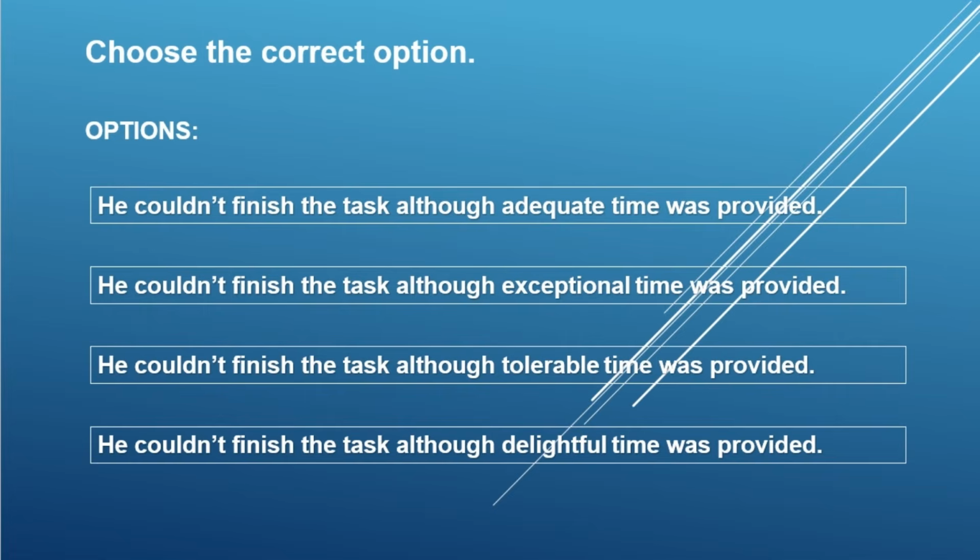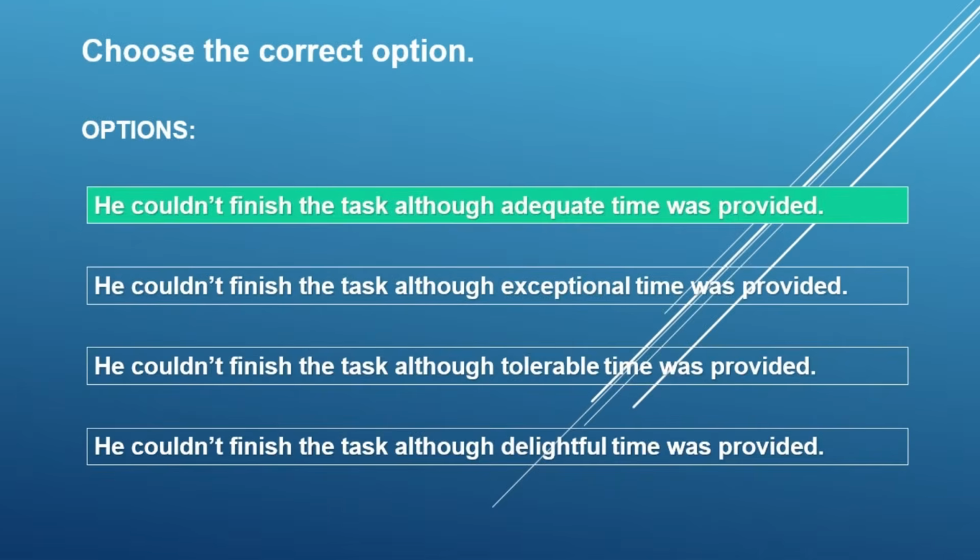Let me share 2 sample questions. First one is, he couldn't finish the task although adequate time was provided. Second option is, he couldn't finish the task although exceptional time was provided. The third one is, he couldn't finish the task although tolerable time was provided. And fourth one is, he couldn't finish the task although delightful time was provided. Now, if you go through all of these, you can find exceptional, tolerable, and delightful are incorrect. So option 1, where it says he couldn't finish the task although adequate time was provided, is the correct one. Choose this one and let's move to our second question.